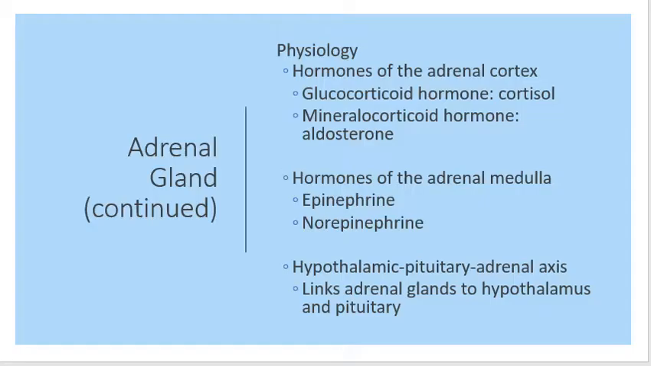Hormones of the adrenal cortex: the glucocorticoid hormone, cortisol; mineralocorticoid hormone, aldosterone. Hormones of the adrenal medulla include epinephrine and norepinephrine. These are really important for increasing our heart rate and blood pressure, and norepinephrine directs blood to the muscles and to the brain. The hypothalamic pituitary adrenal axis links the adrenal gland to the hypothalamus and the pituitary.